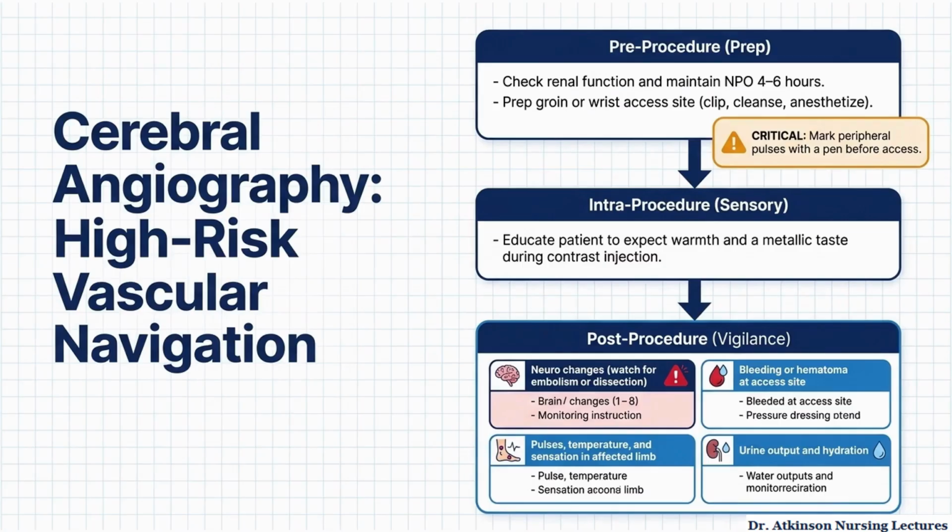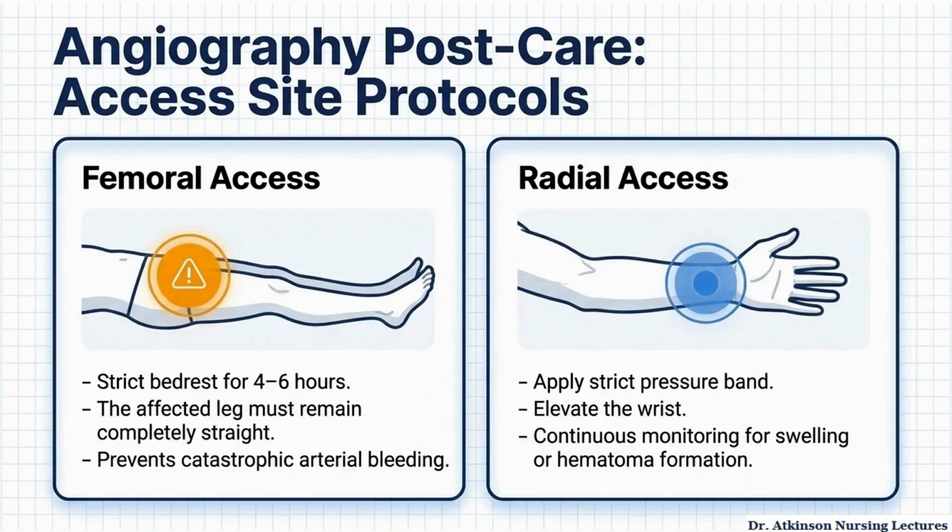Cerebral angiography is used to directly visualize cerebral blood vessels and identify aneurysms, AV malformations, stenosis, or vascular occlusions. Before the procedure, assess renal function, maintain NPO status, and prepare the access site. Peripheral pulses should also be marked before the procedure for comparison afterward. During contrast injection, patients commonly report warmth or a metallic taste. After the procedure, nursing priorities include monitoring for bleeding, hematoma formation, circulation changes, neurologic changes, and decreased perfusion to the affected extremity.